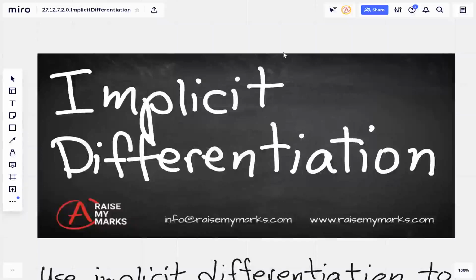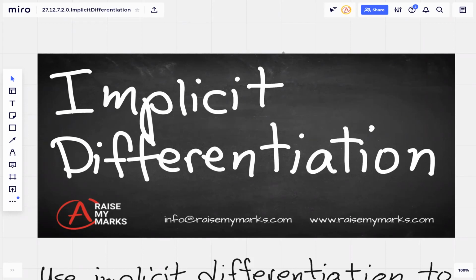Hello, today we're looking at implicit differentiation. So what is implicit differentiation? Explicit differentiation is when we have our dependent variable defined in terms of our independent variable. In other words, you had y equals some expression involving x, or f of x equals some expression involving x. So the dependent variable is on one side of the equal sign, and the independent variable on the other.